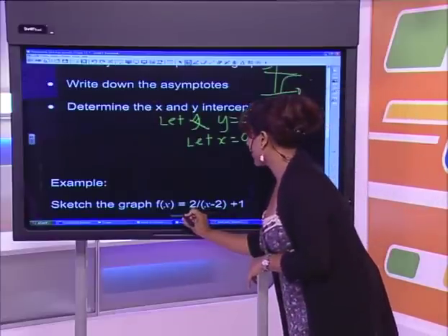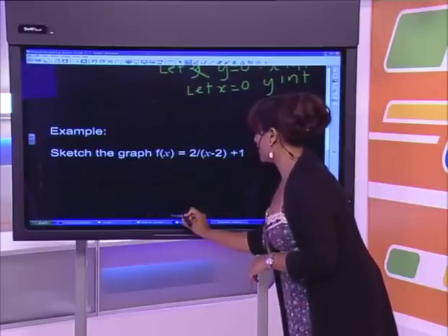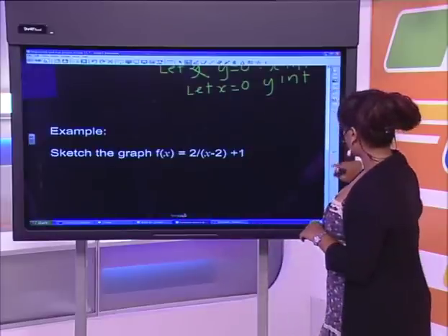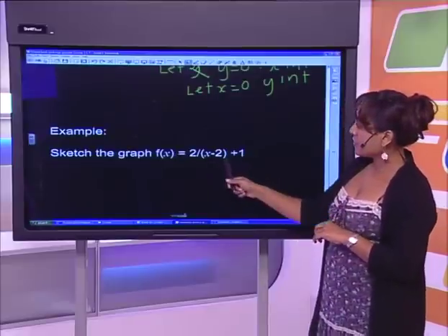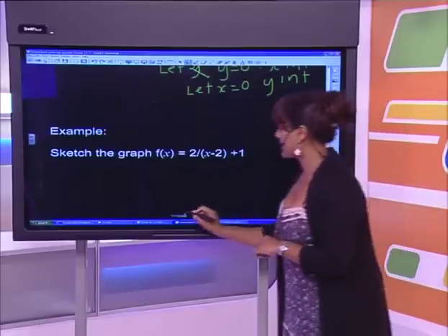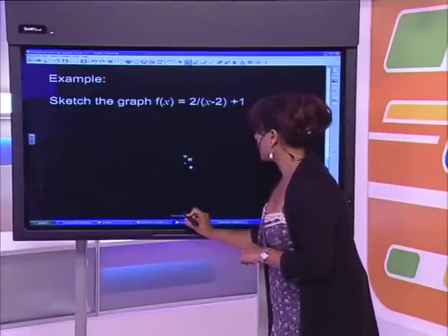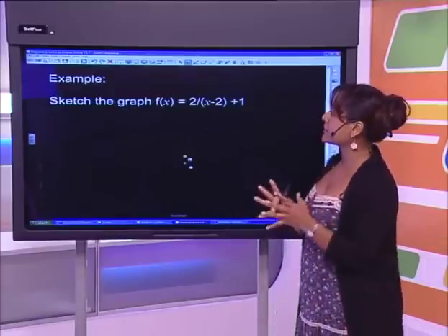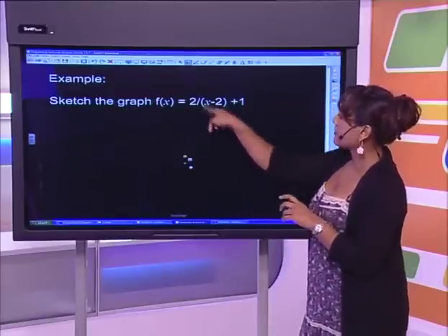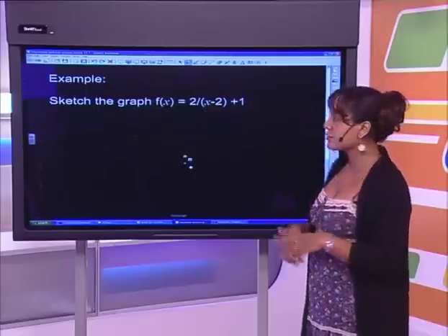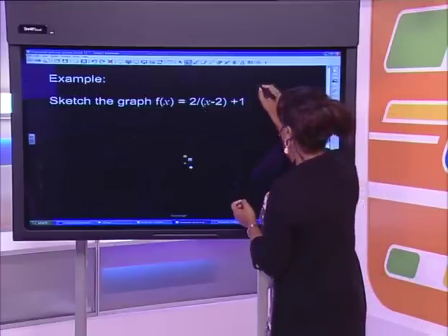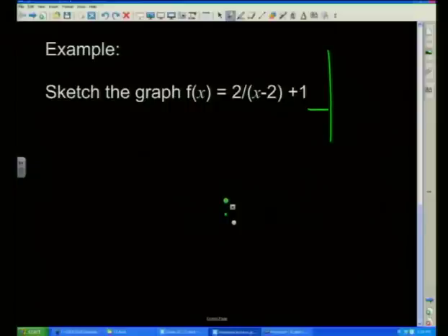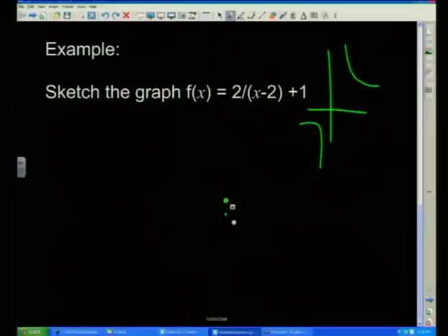The one I've got here: sketch the graph f of x is equal to 2 over x minus 2 plus 1. From the pointers that I've given you already, the first thing you should do is look at the value of a. We see that it's positive 2, so straight away we know that the shape we're looking at is going to be a positive shape. We don't know yet what the asymptotes are, but that's the shape.